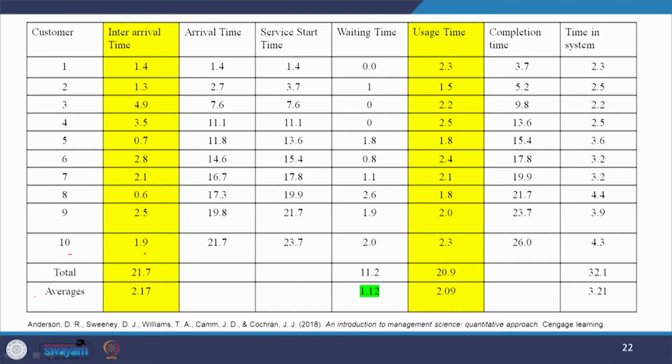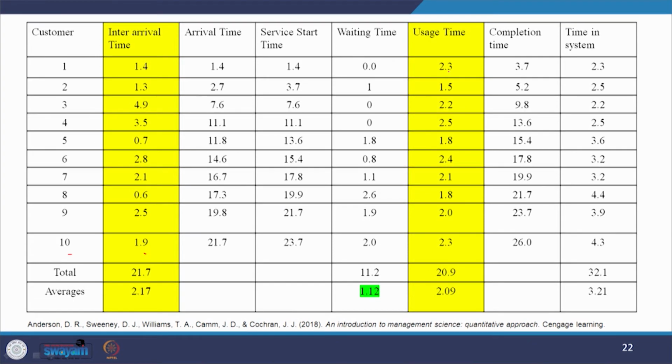Dear students, now I will explain the concept of simulation with the help of some numerical example. So, I have considered 10 customers. See, the first column is 10 customers, the second column is inter arrival time, which I have randomly generated, which follows a uniform distribution. The next column is arrival time. The arrival time I have written in a continuous scale. After that, service start time, then it is waiting time. What is the waiting time? It is the difference between service start time and the arrival time.